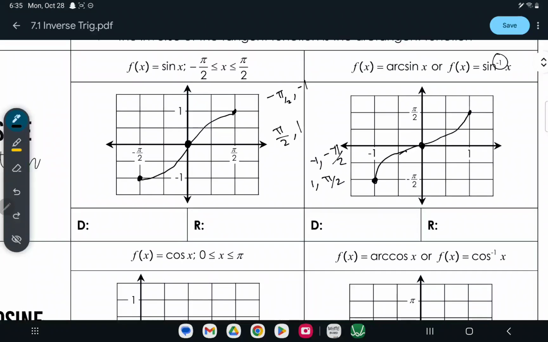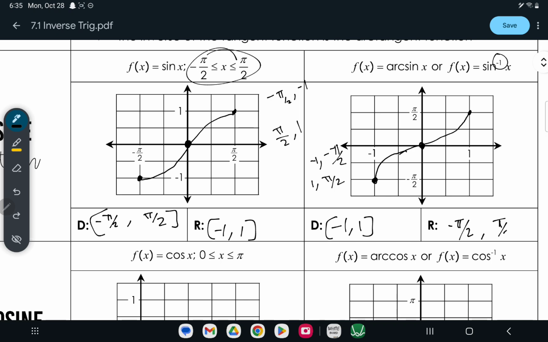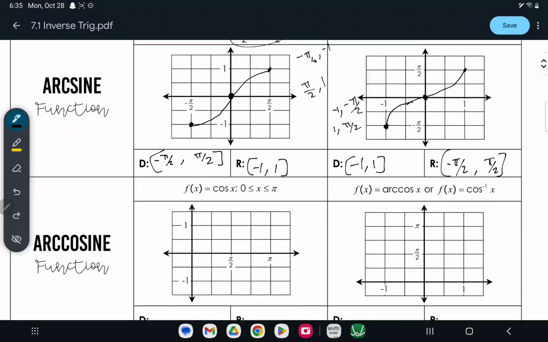Our domain for sine is the restriction here, so negative pi over 2 to pi over 2. The range is negative 1 to 1. And it switches when we do the inverse. So the domain is negative 1 to 1, and the range is negative pi over 2 to pi over 2. Okay.